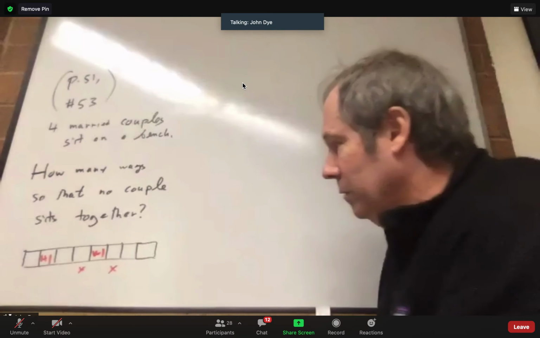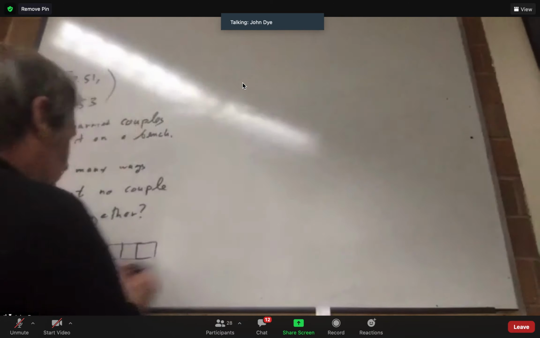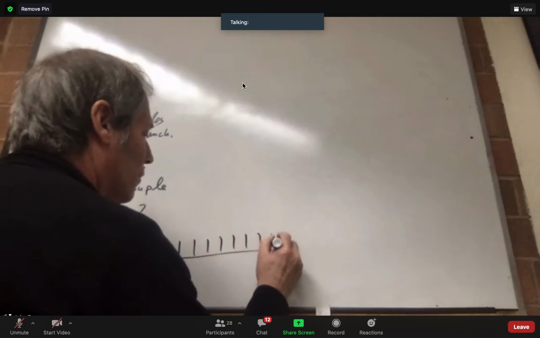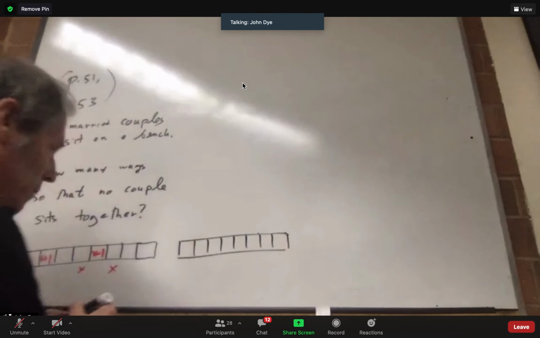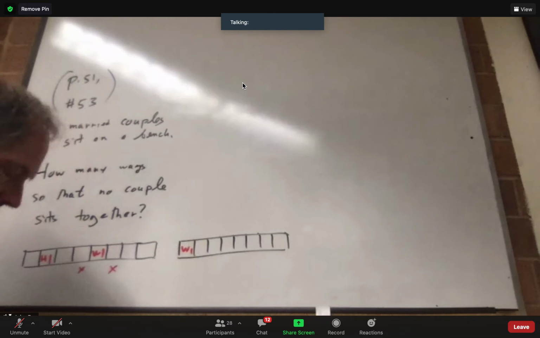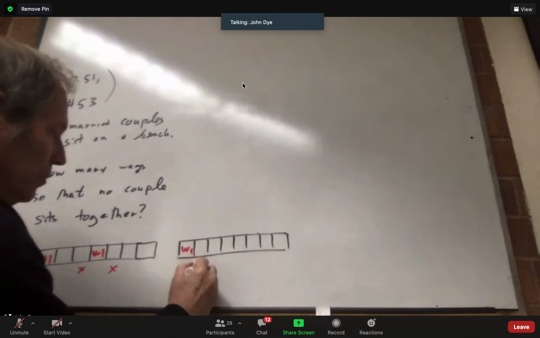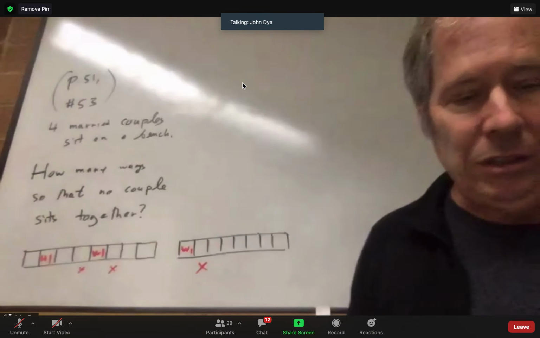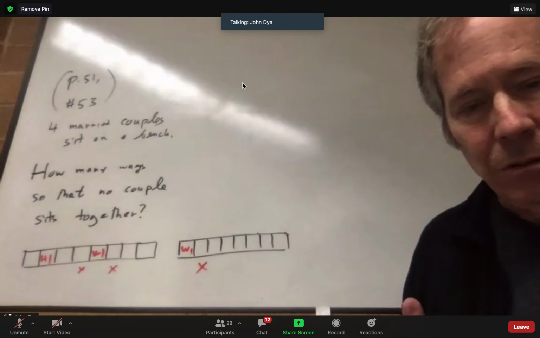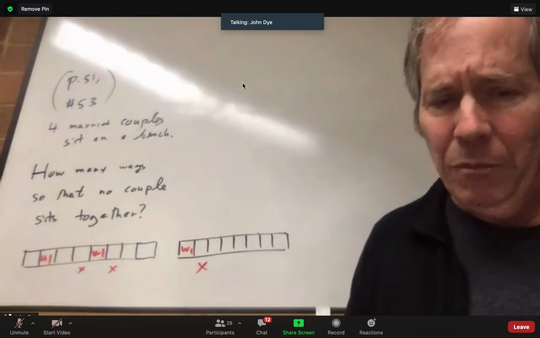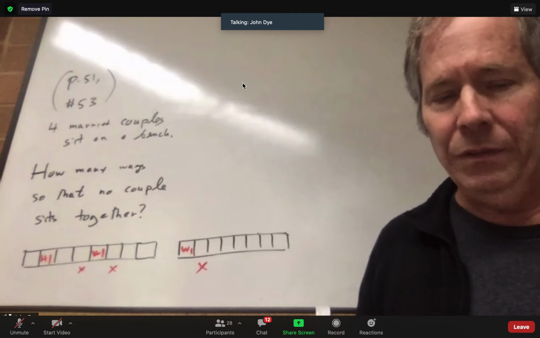Where could wife one be where there's a different story? 1, 2, 3, 4, 5, 6, 7, 8. What if wife one was here? Then how many excluded spots are there? So it seems like this problem is spatially dependent, it has a lot to do with the ends of the table.